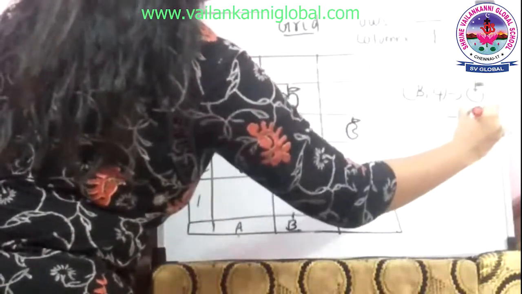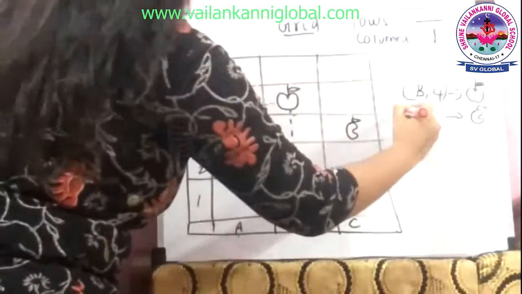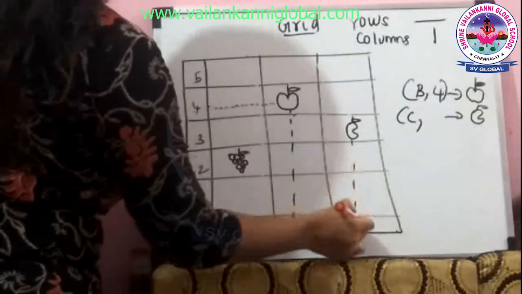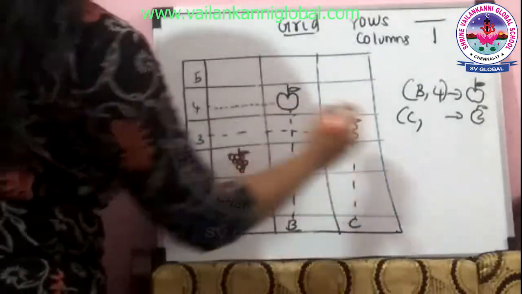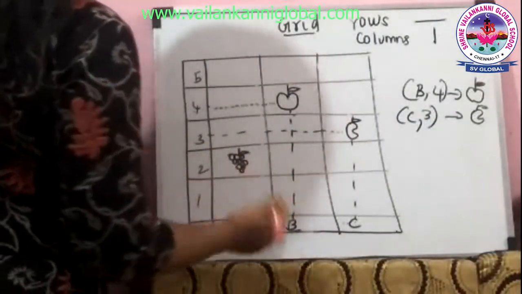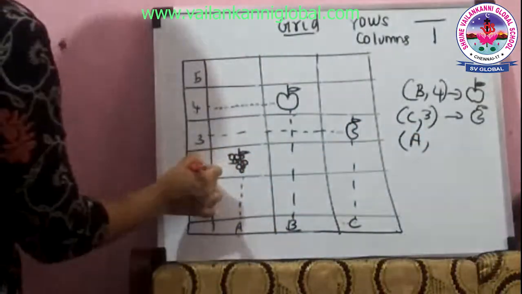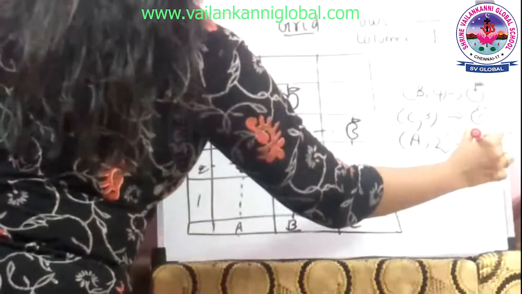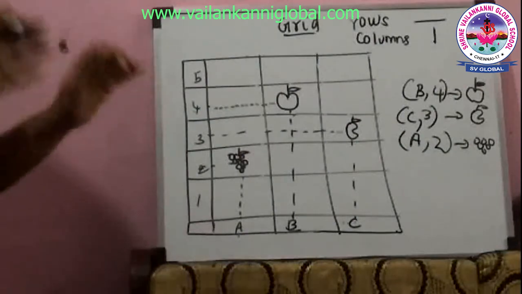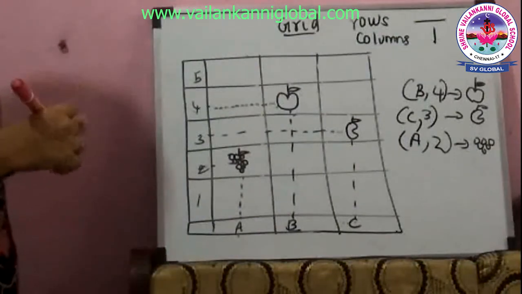What about your mango? Again, which column is mango? C column. C comma. What about your row? 3. C comma 3 is your mango. You can also find it for grapes. Which column is it? A. Which row is it? 2. So A comma 2 is your grapes. This is how you find out the coordinates. Coordinates tell you the exact position of any object.